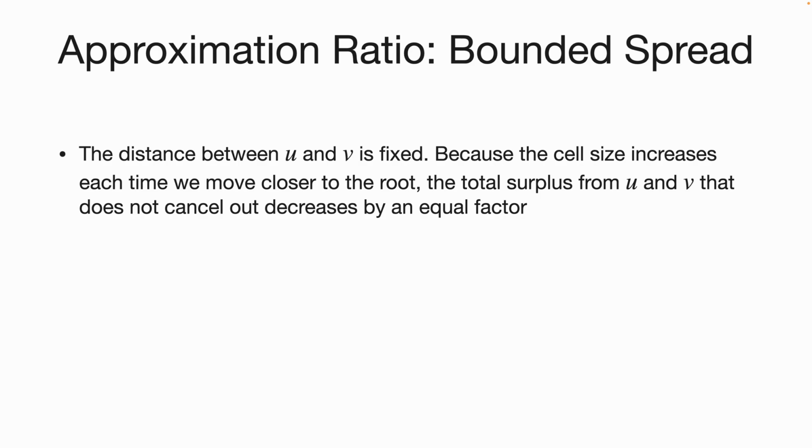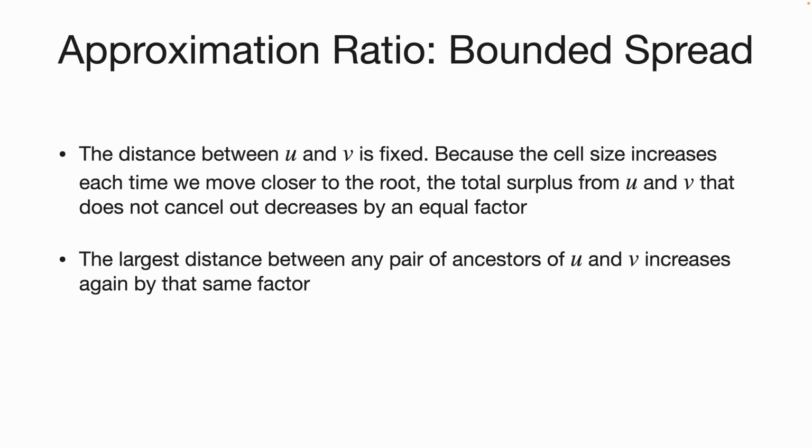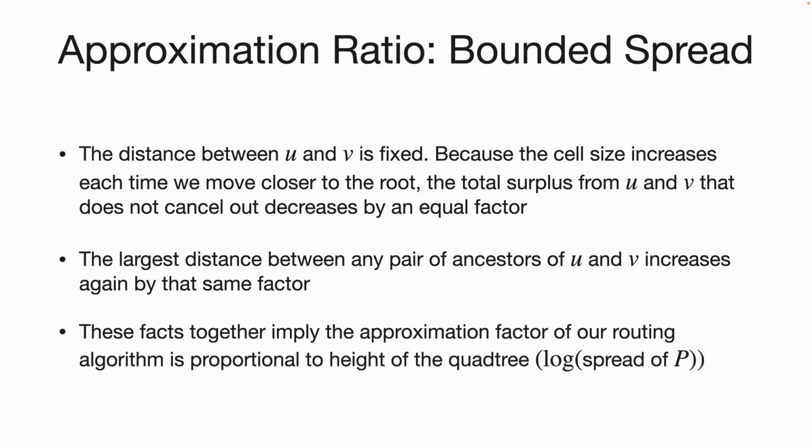The distance between two points u and v is fixed, because the cell size keeps increasing when we move closer to the root. So the total supplies from u and v that do not cancel out will also decrease by an equal factor every time the cell size increases. The largest distance between any pair of ancestors of u and v is increased again by the same factor of 2. Together, they imply that the approximation ratio of our greedy routing algorithm is proportional to the height of the quadtree, which is log of the spread of P when the spread is bounded.